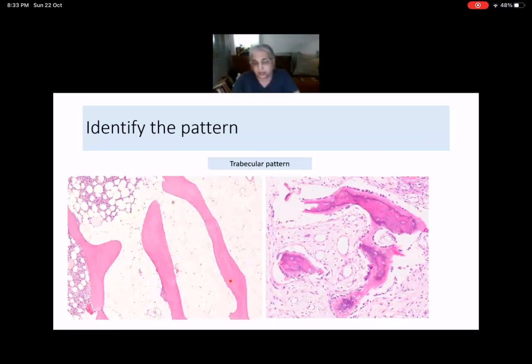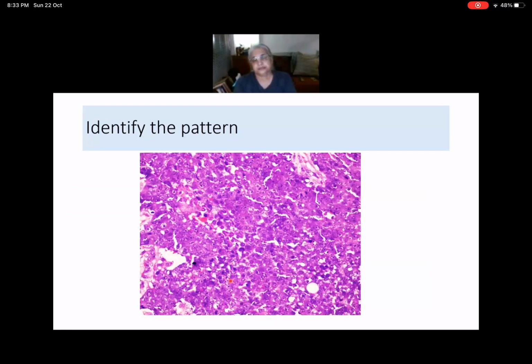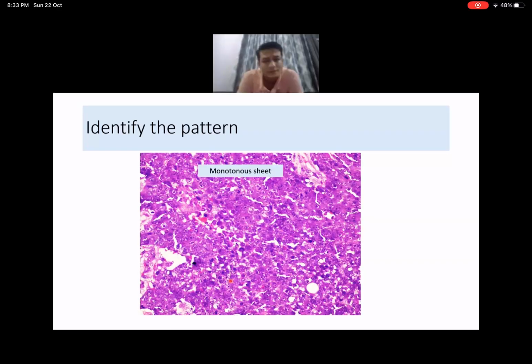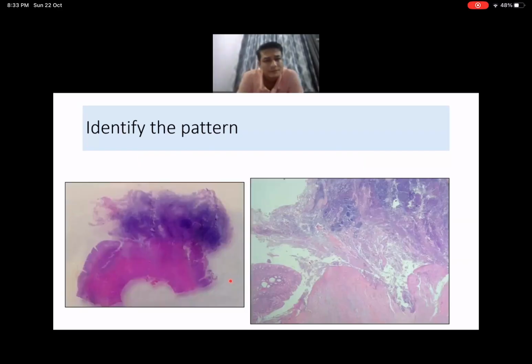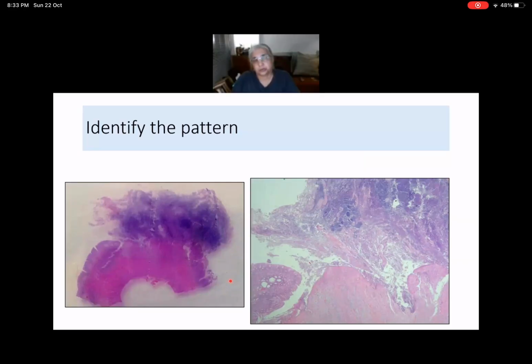Now, what are these? Everybody was saying trabecules, trabeculae. Here are trabeculae of bone. So they are like beams. They may be like walls. So, a beam or a wall. Here's another trabecular pattern on the right-hand side. Trabeculae can be epithelioid. It can be mesenchymal. No, this is bone. What is this pattern?